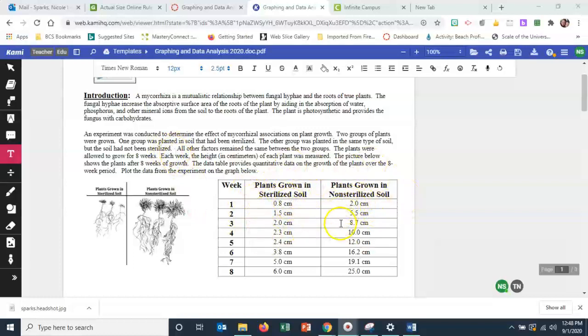Clean soil, dirty soil. All the other factors remain the same between the two groups. The plants were allowed to grow for 8 weeks. Both of them had 8 weeks. Each week, the height in centimeters of the plant was measured, and the picture below shows the plant after 8 weeks. So we have the group planted with sterilized, clean soil, and the group planted with non-sterilized soil. We're going to hypothesize in a little bit what happened. And then here's our data. Week after week, they measured the height, kind of like what we just did with our quantitative and qualitative lab, and they measured that out for us.